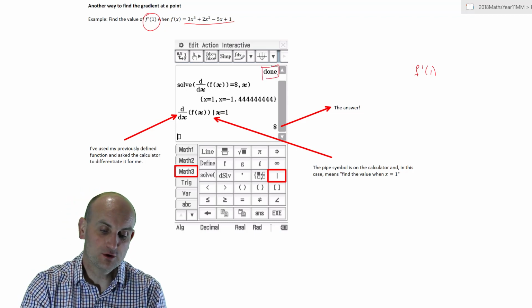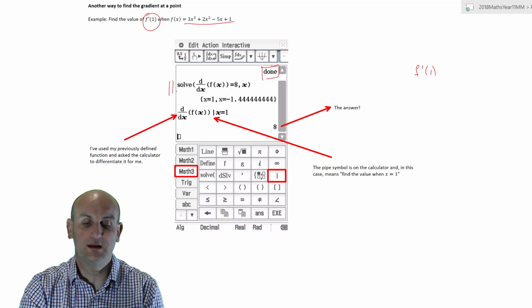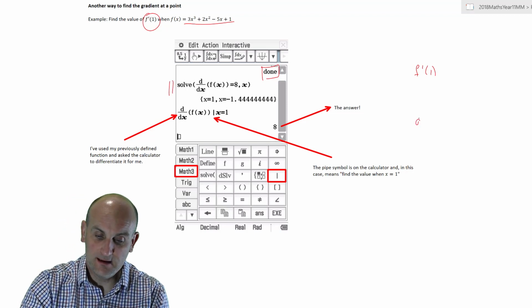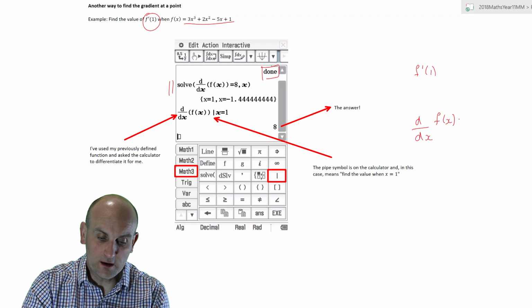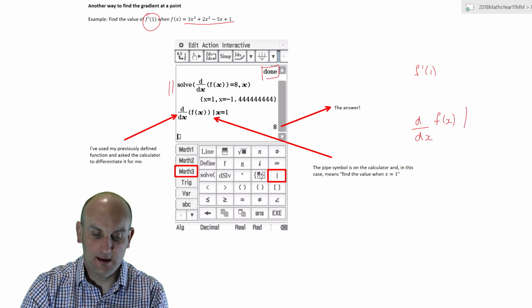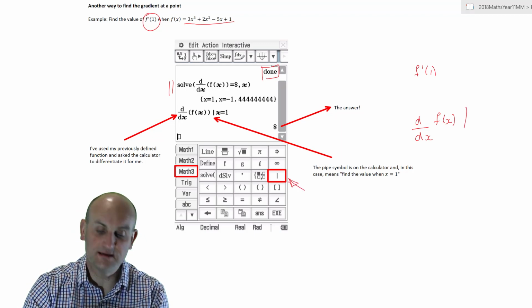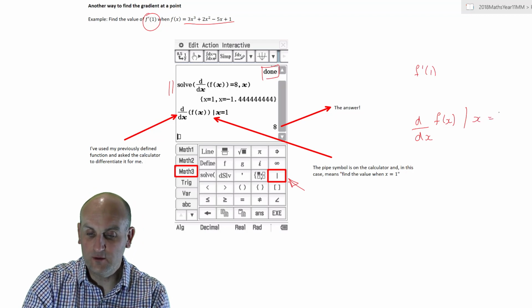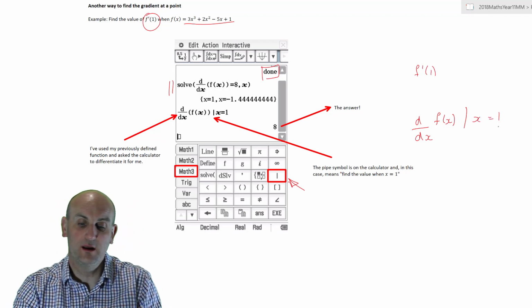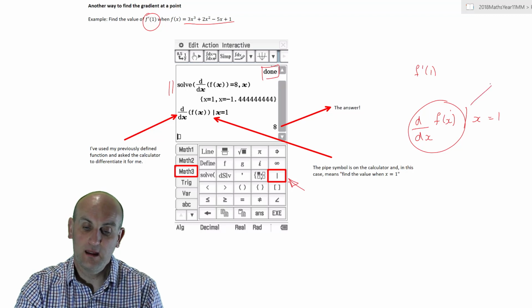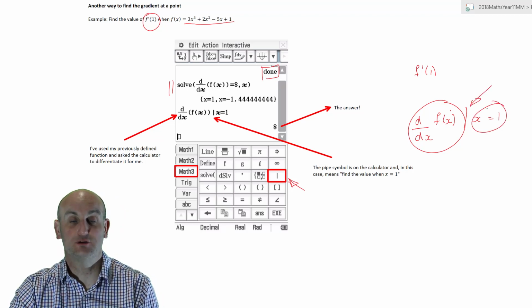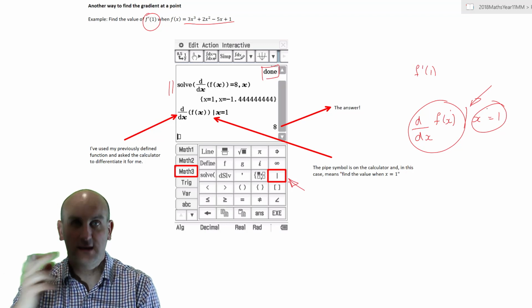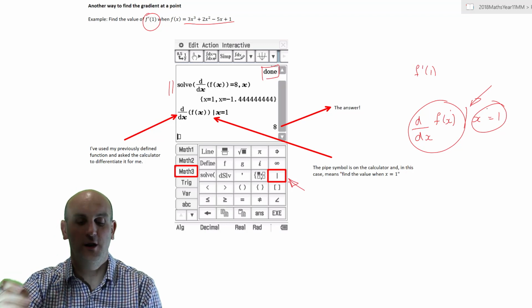I've already done solve. That's what we did before, but we can replace that now with d by d, and I'm going to put an x there. Once again, f of x. And what I'm going to do now is put a vertical line. So you can see on Math 3 is this vertical line, and then x equals 1. And what that says to your calculator is, differentiate my function and find the value when x equals 1. And I think that's so much quicker than keep typing in that function over and over again.